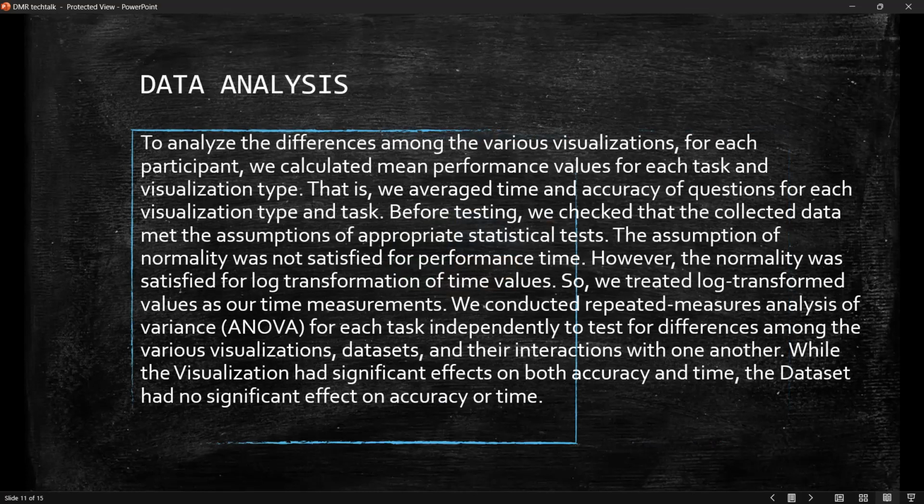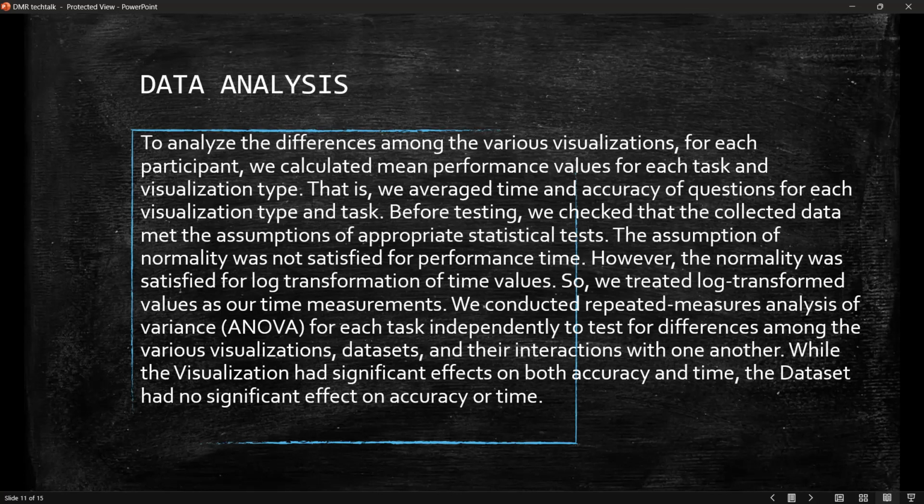Before testing, we checked that the collected data met the assumptions of appropriate statistical tests. The assumption of normality was not satisfied for performance time. However, the normality was satisfied for log transformation of time values, so we treated log transform values as our time measurements. We conducted repeated measures analysis of variance, ANOVA, for each task independently to test for differences among the various visualizations, data sets, and their interactions with one another.